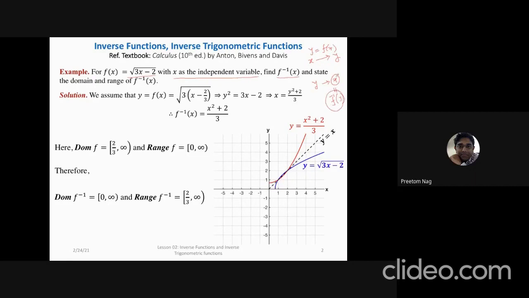It's very simple. We have to find the value of x actually, from the relationship y equals f(x). So y is given by f(x), which equals the square root of, if we simplify this one, 3 times x minus 2, divided by 3. So what will be y squared then?